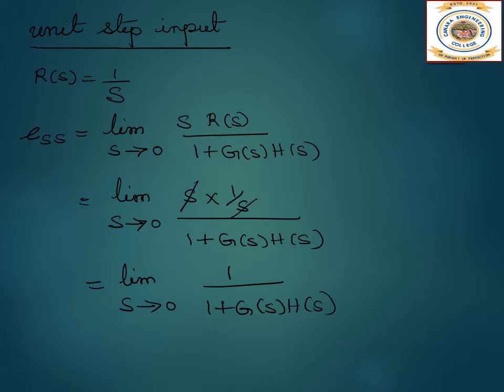See, in the numerator 1, I cannot apply limits. Where can I apply limits? I can apply limits only to 1 by 1 plus G of s H of s, which is a function of s. So I can apply limits to that: 1 by 1 plus limit s tends to 0 of G of s H of s. This is the steady state error over here.